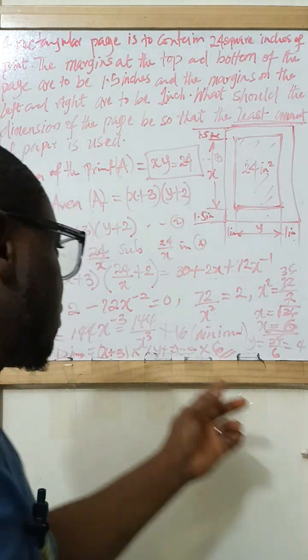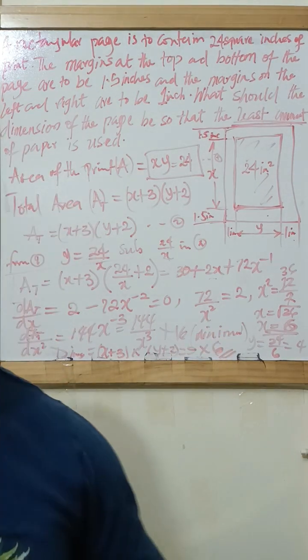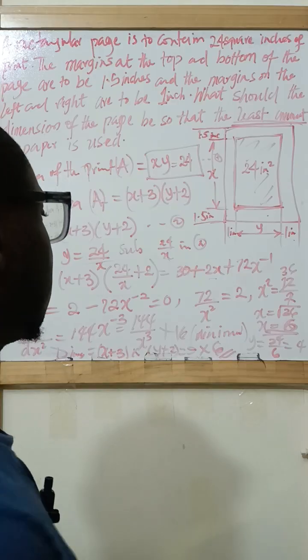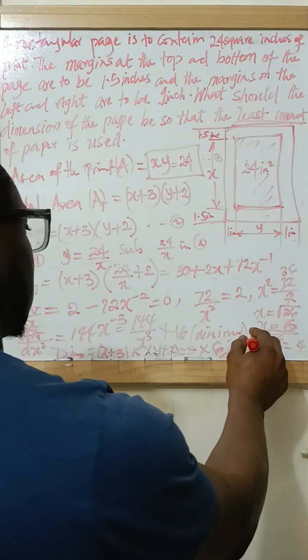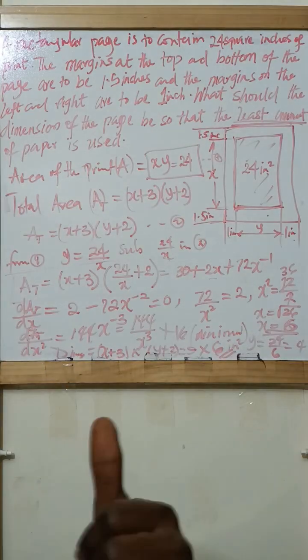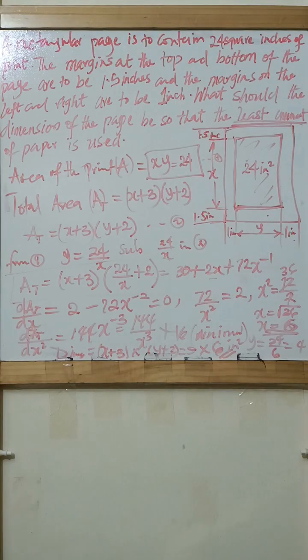So the dimension is 9 times 6 square inches. Okay, square inches. Okay, so that's it. Thank you.